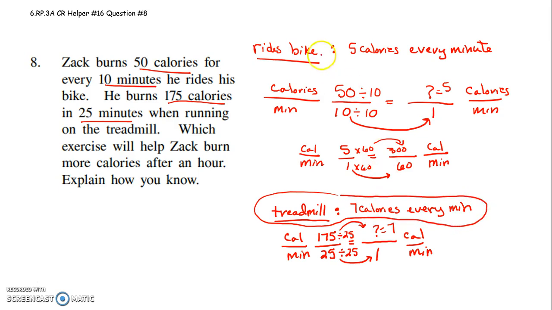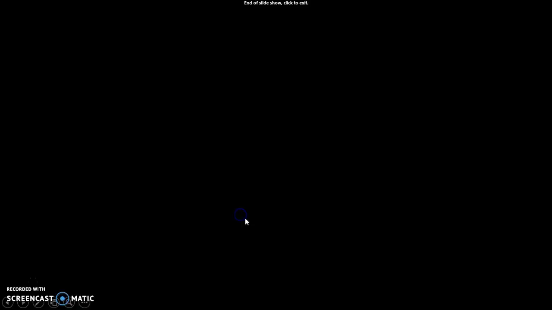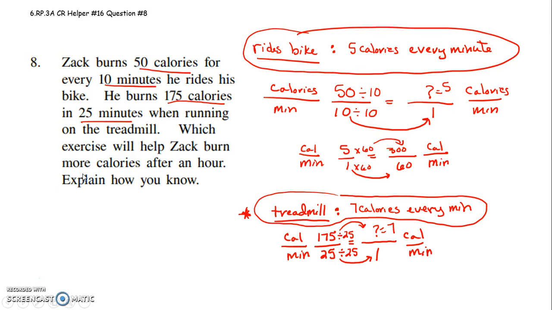And trust me, if he's burning 7 calories every minute with his treadmill, and he's only burning 5 calories every minute riding his bike, his treadmill is definitely going to burn more calories after an hour. If you're asking me, well, how many calories will he burn on the treadmill in an hour? I could set up calories over minutes. 7 calories in just 1 minute. How many calories in 60 minutes?